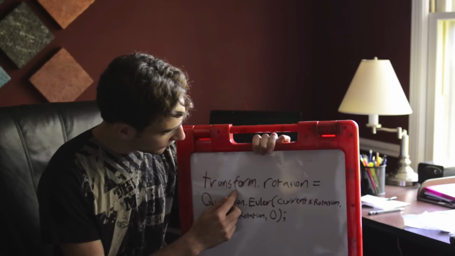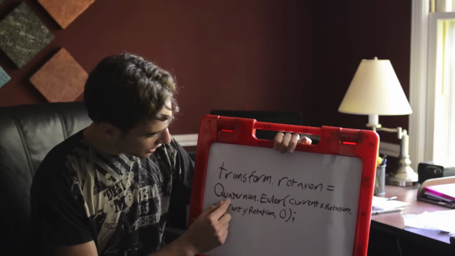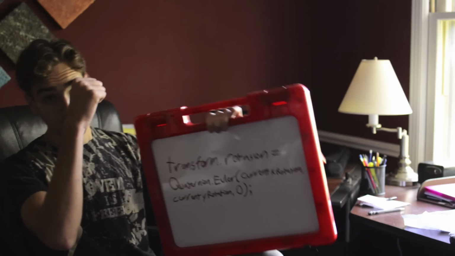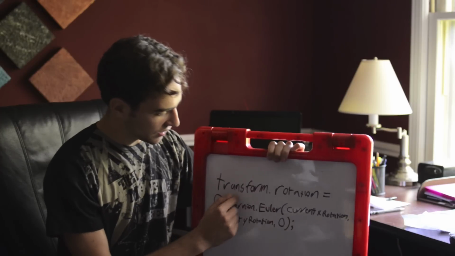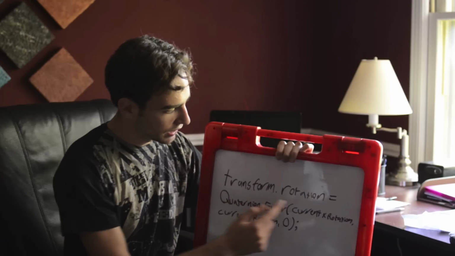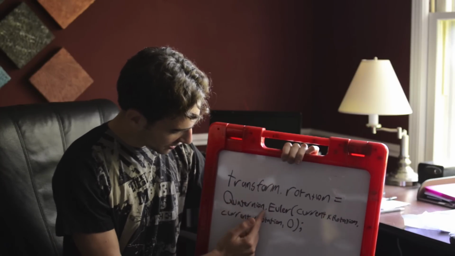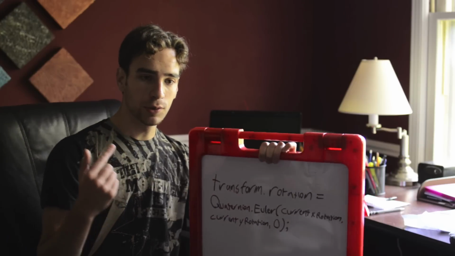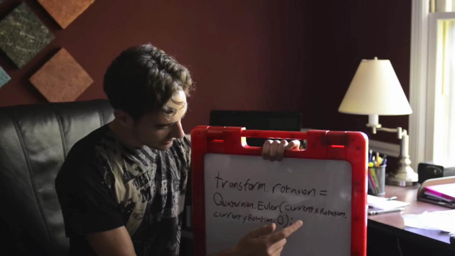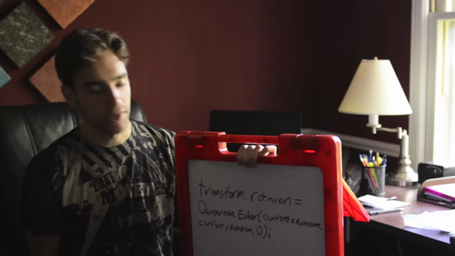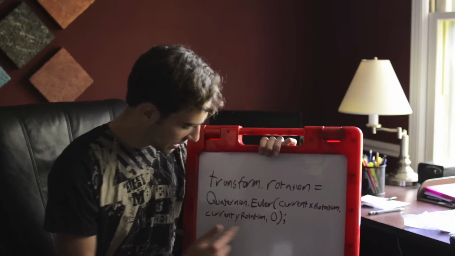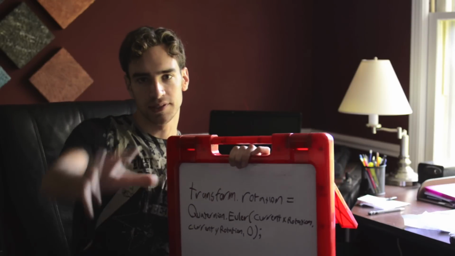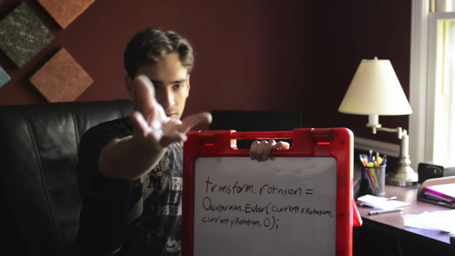around. So we have transform.rotation equals quaternion.Euler current x rotation, current y rotation, 0. So what that means is that we're taking transform.rotation, which is a quaternion, and we're having it equal quaternion.Euler. So quaternion.Euler is a function that's going to return you a quaternion based on an x, y, and z you give it in Euler angles. So we're giving it the x rotation, the y rotation, and 0, because we don't want it to rotate around the z-axis, because that's this sort of movement.